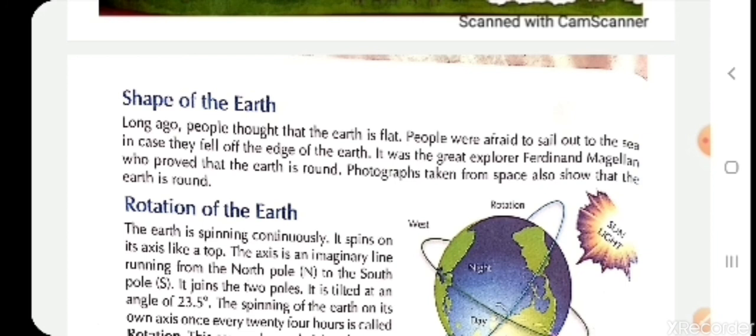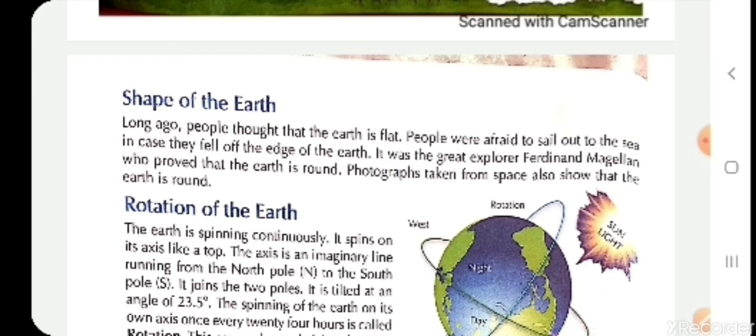But children, a great explorer, Ferdinand Magellan, proved that earth is round. So children, we have got several pictures also from space which showed that earth is round. As we discussed in our previous video or session, earth is round, it is somewhat spherical. Children, spherical means a huge ball which is completely packed from inside.